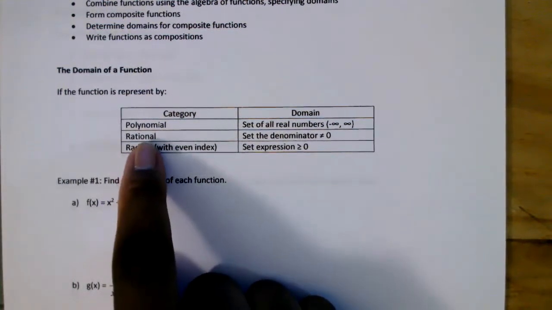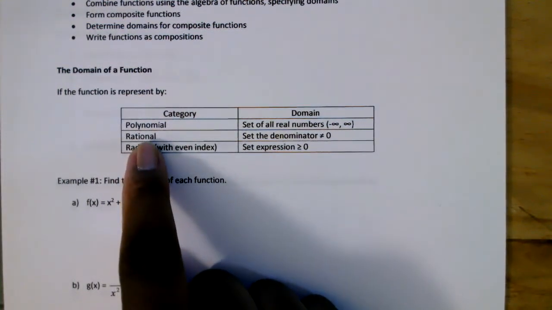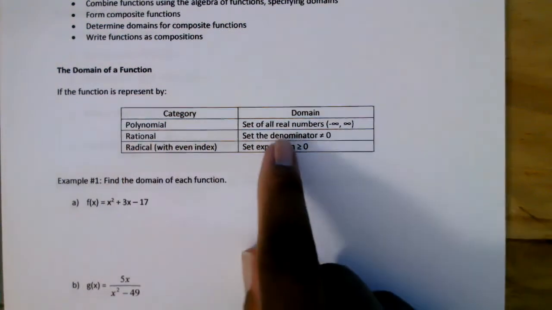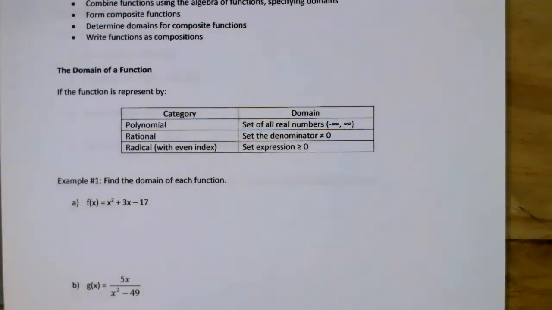Now, for a rational function, that's where the variable is in the denominator. Here you have to set the denominator to not equal 0. That's because you want to find out what values of x would give you a 0 in the denominator, because as we know, division by 0 is undefined.